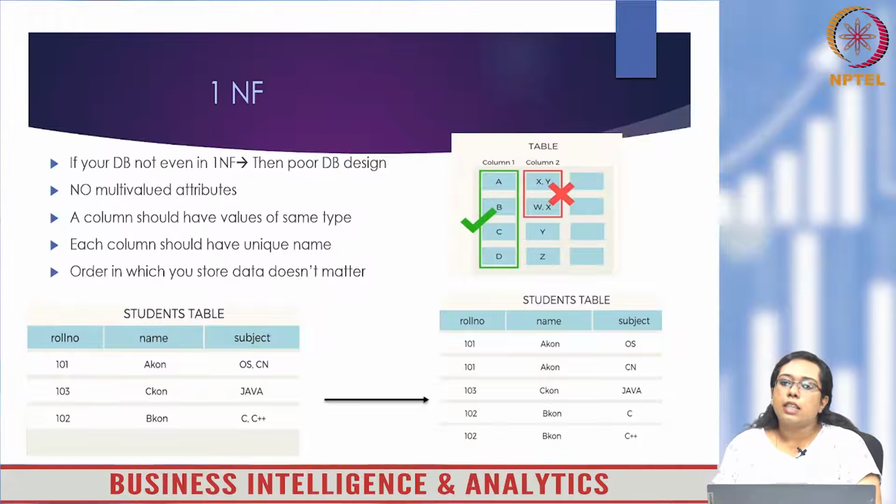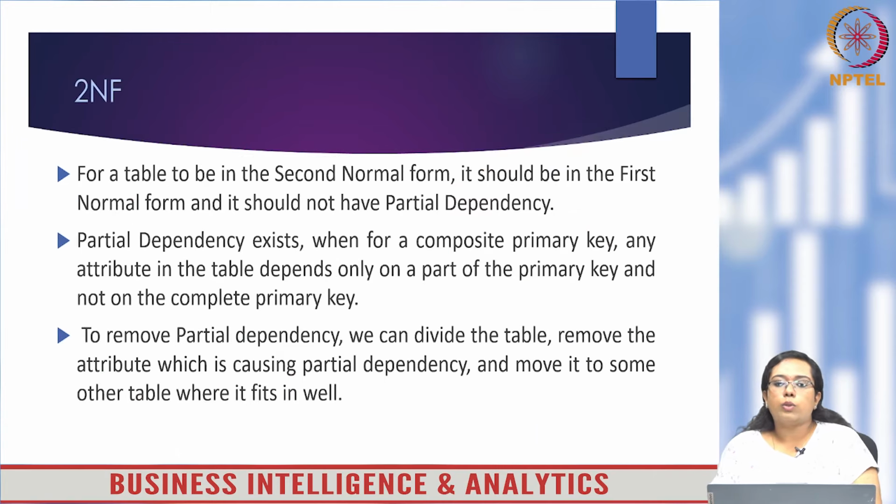If a table is in 1NF, all columns should have values of the same type, each column should have a unique name, and the order in which you store the data does not matter. Basically, there should be no multi-valued attributes. We will go into 2NF. For every advanced normal form that we go to, the previous normal form should already be satisfied. For example, if we are going to normalize in 2NF, the 1NF should already be satisfied.